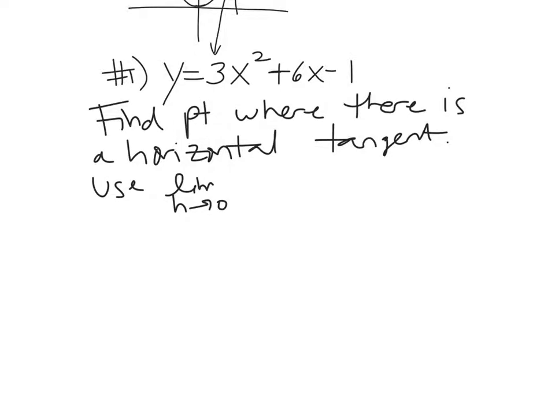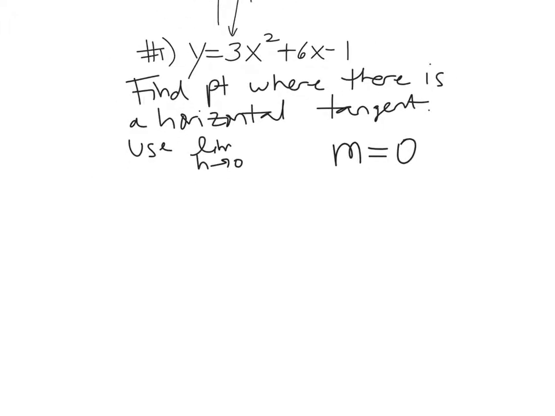So let's talk about this. If our tangent is horizontal, then what's the slope of it? 0. Yeah. Okay? So m is going to equal 0. We want to find out where that's going to occur. All right, so let's do it. Take the limit as h goes to 0. Would you like to try this, or you want me to walk you through it again? No, walk us through it. Okay, perfect.